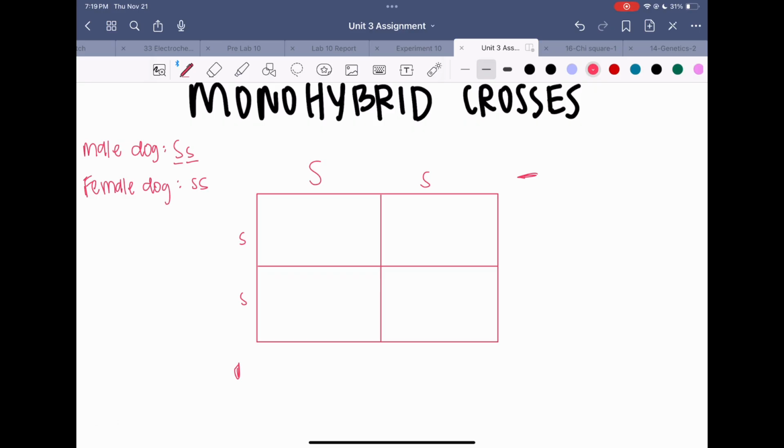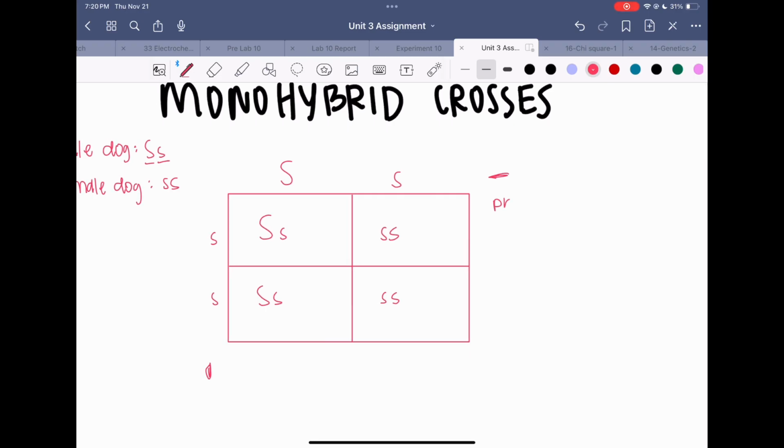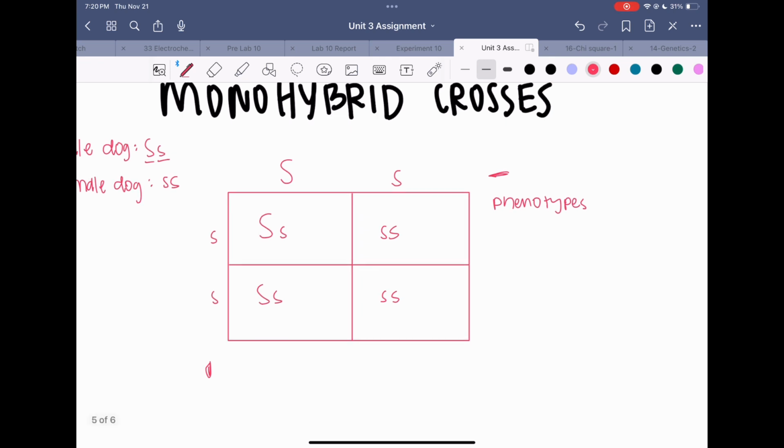So now what we're going to do is just match up each S. So we have the big S, small s, small s, small s, small s, big S, small s, small s. You could also make it like this just so you can kind of tell a little bit easier. Okay, so when we look now at our phenotypes for the type of offspring we're going to have, phenotype is like what we see.